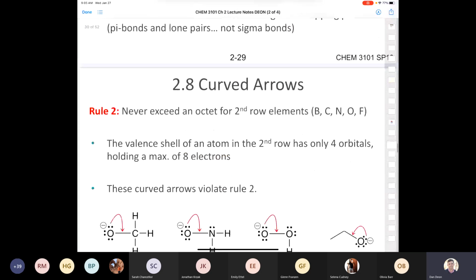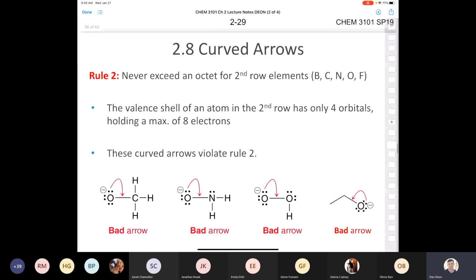Okay. Next one is, everybody who's hearing the sound of my voice past General Chemistry 1, you know this rule. Don't break the octet rule, right? Never exceed an octet for a second row element. What are the second row elements? Boron, carbon, nitrogen, oxygen, fluorine. Okay, the first two, don't worry about those. But it says p block, second row elements, never exceed an octet. Okay, that would be insane. Okay, a carbon cannot exceed an octet.